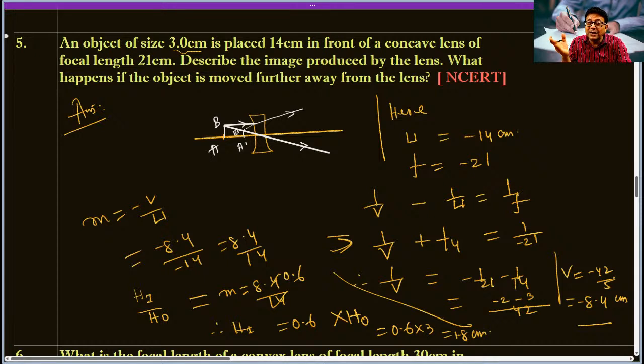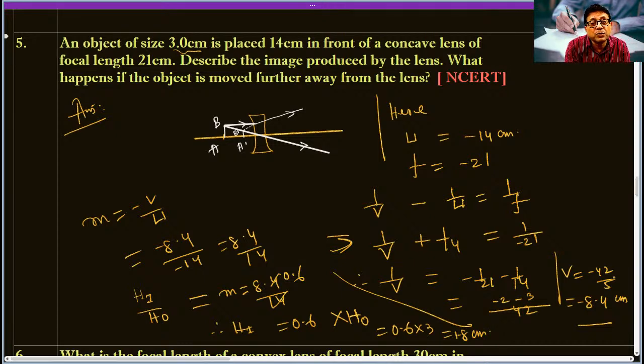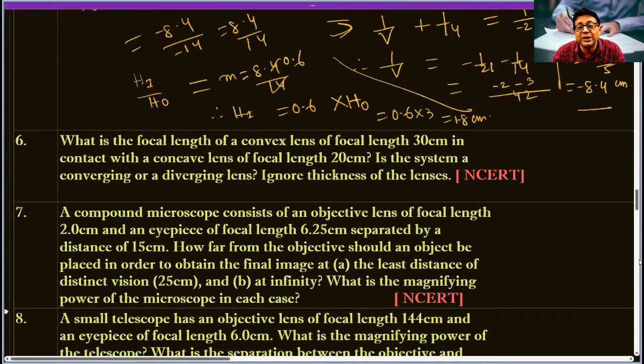Again, if the ray is parallel, coming from a long distance, it will go this way, and another one passing through the center will come, and the image will be reduced more. All these you will write. Go for the next one.